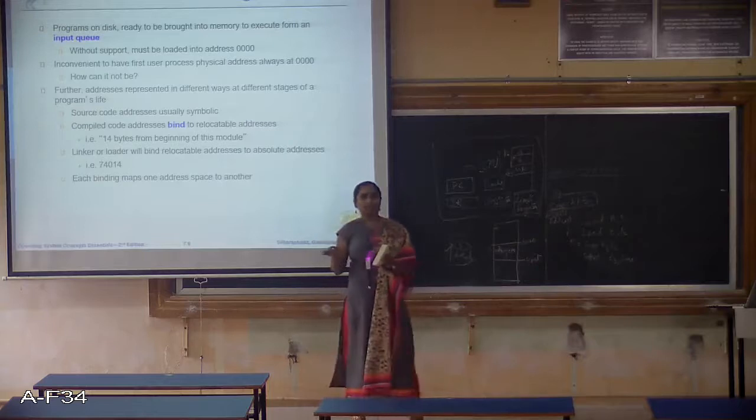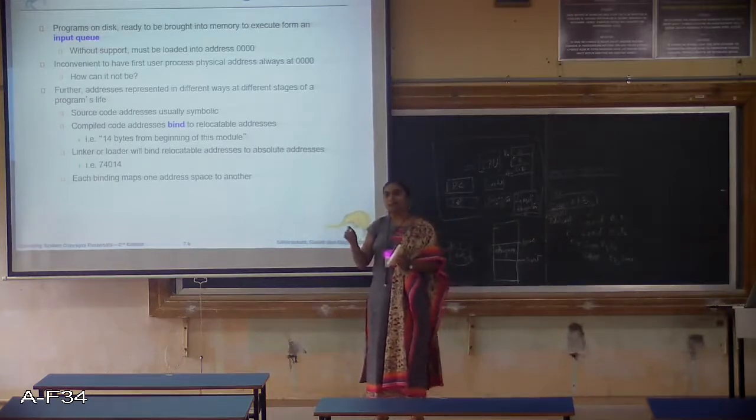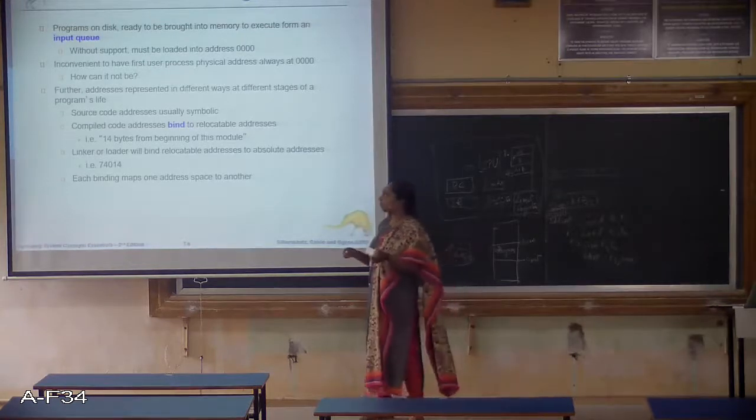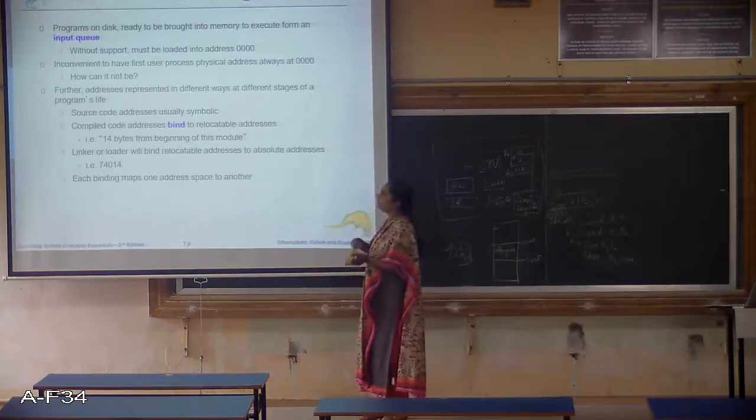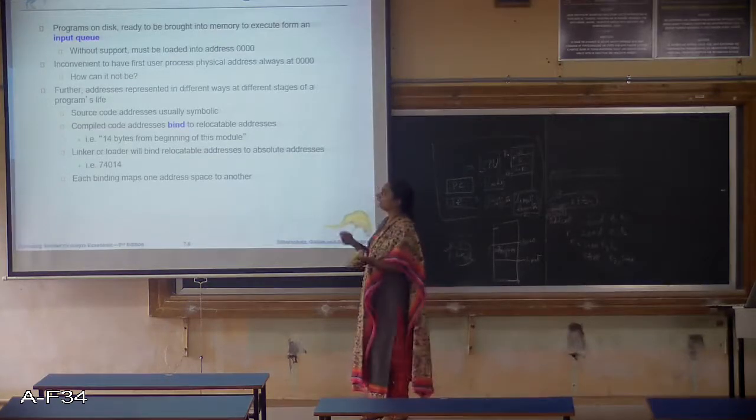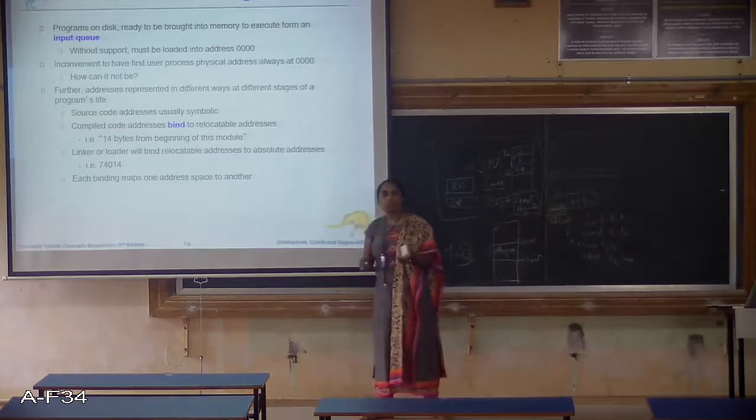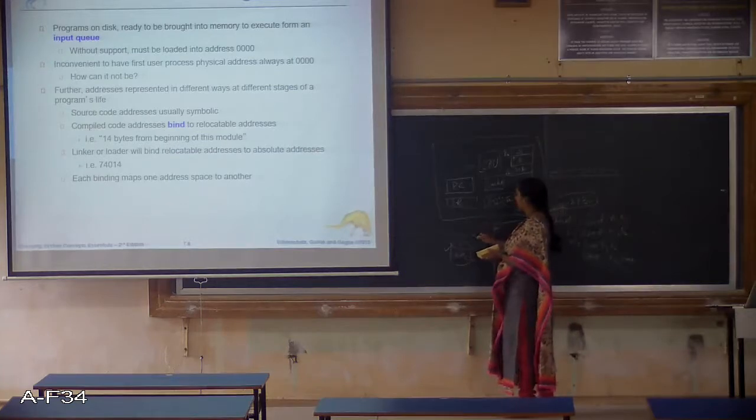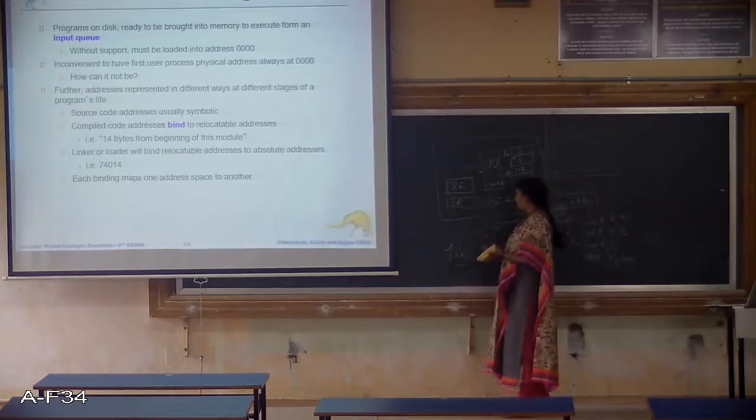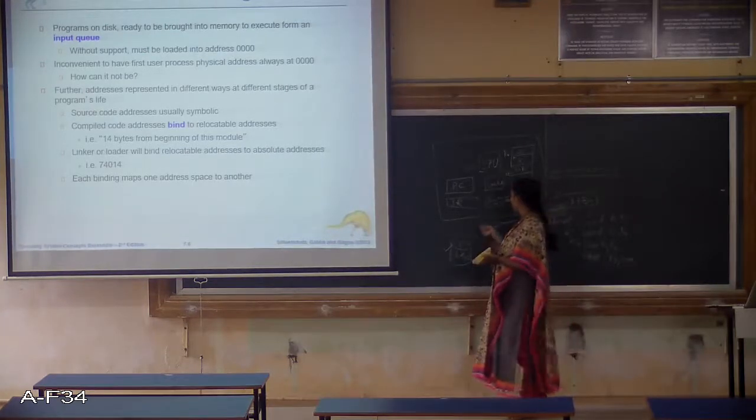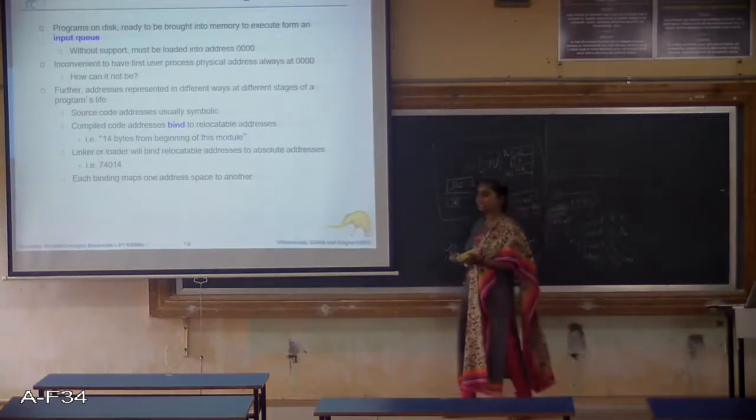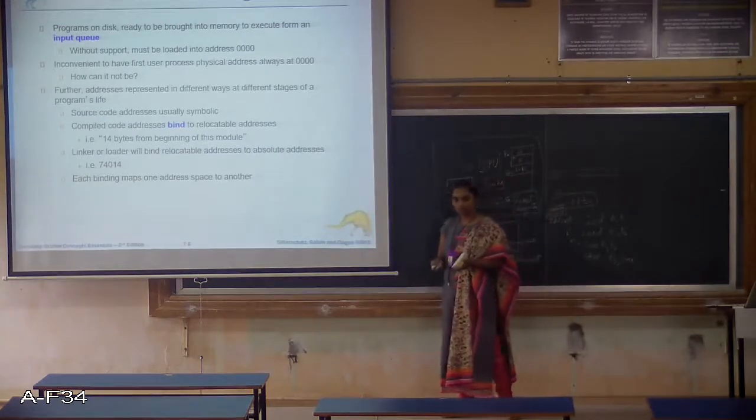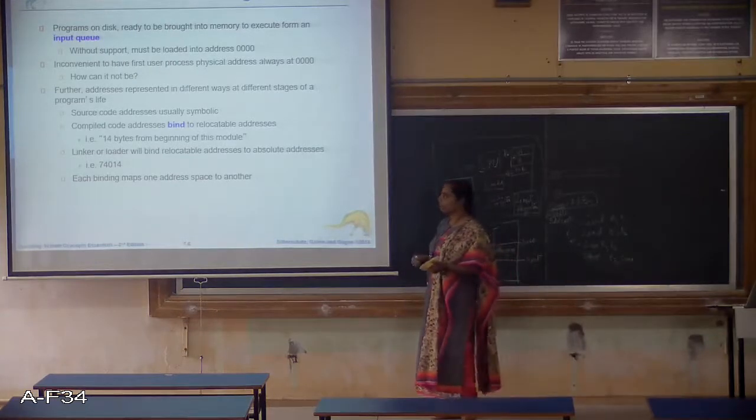So addresses are represented in different ways at different stages of the program's life cycle. Source code is symbolic, that's what I told you. A, B, C, all these symbols that we use, name, then class, then division, semester for students. All of those are symbolic names. So in the program source code it will be symbolic, but when you compile that program, it will generate certain relocatable addresses. What are relocatable addresses? We say that its first instruction starts at 0, the next instruction starts at 004, after 4 bytes, if you are saying. So like that there will be relocatable addresses.